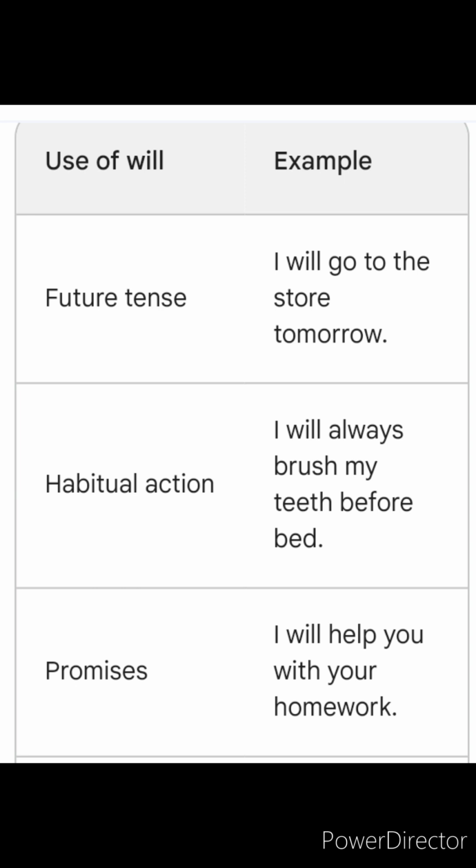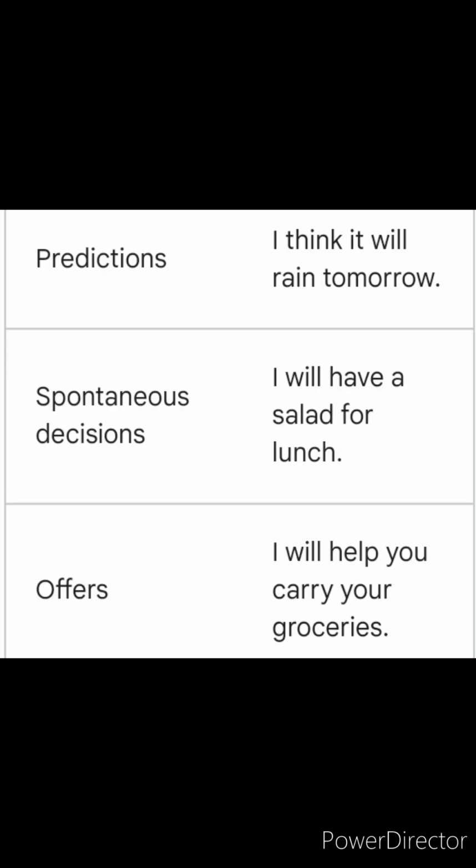Use of will. There are different uses of will given here. For future tense, I will go to the store tomorrow. For habitual action, I will always brush my teeth before bed. Promises, I will help you with your homework. Predictions, I think it will rain tomorrow.